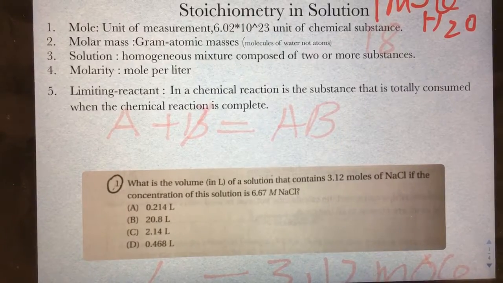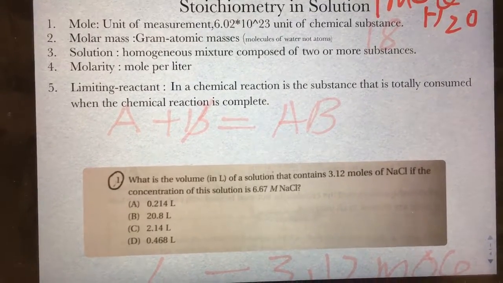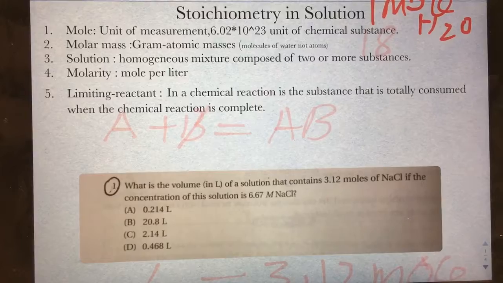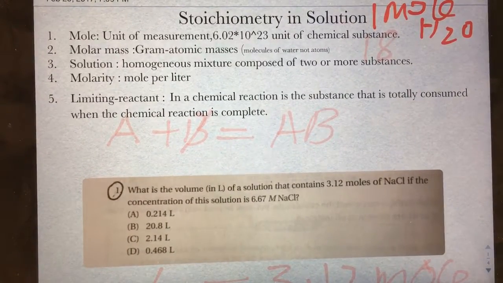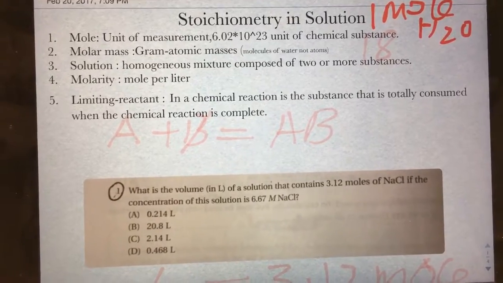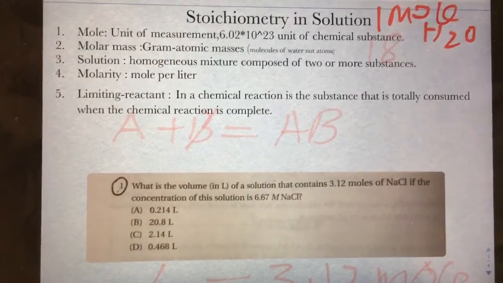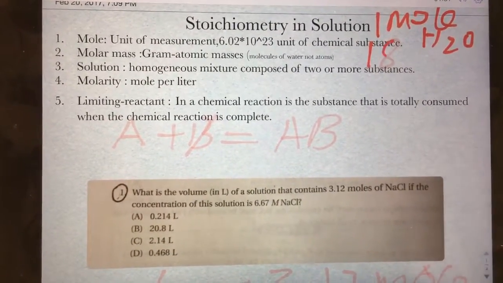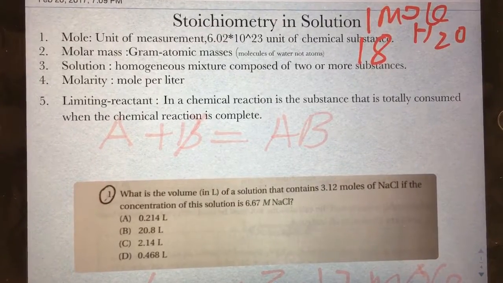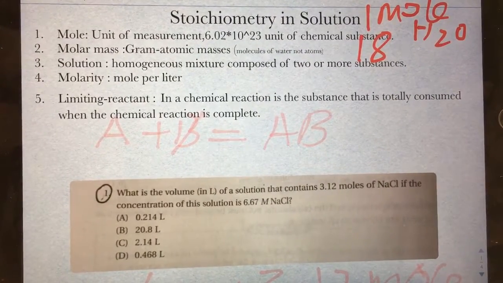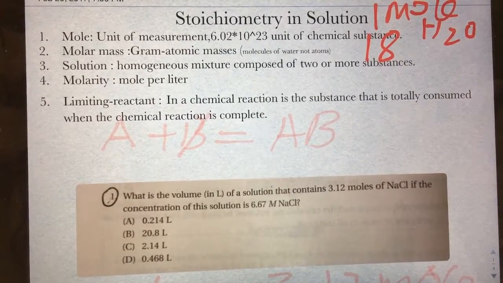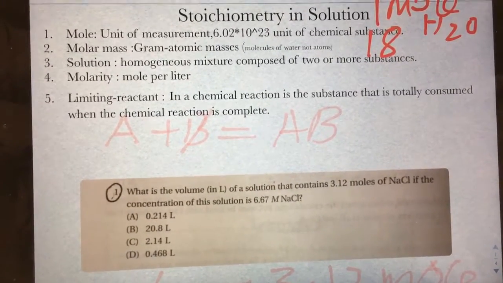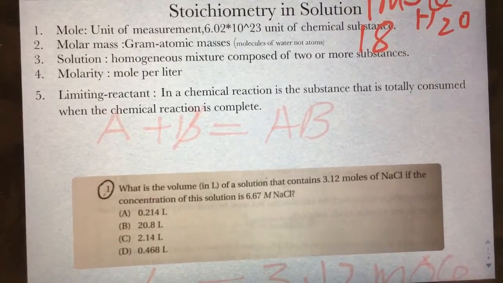The second one is molar mass. It's grams per atomic mass, which means, according to the periodic table, the molar mass of H2O is 18, which means the weight of 6.02 times 10 to the 23rd power atoms weighs 18 grams.